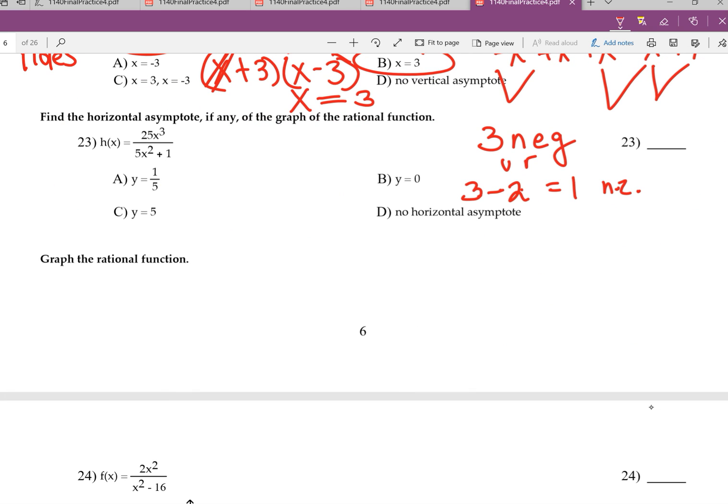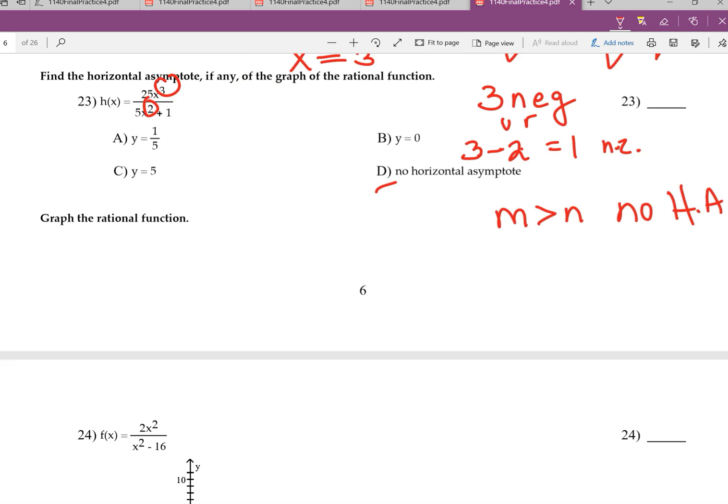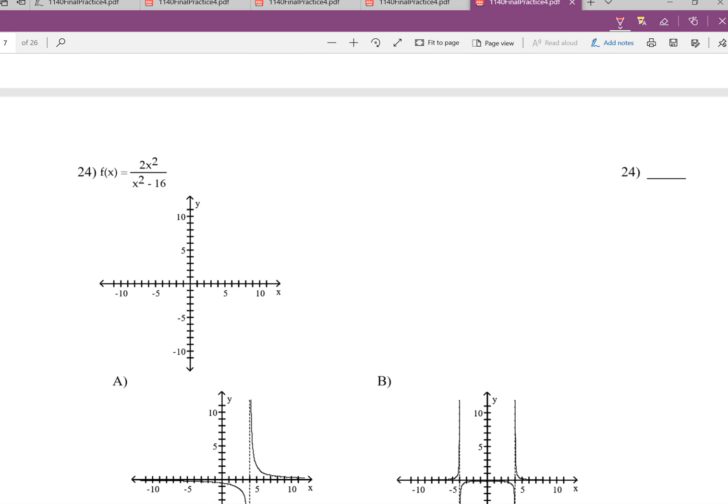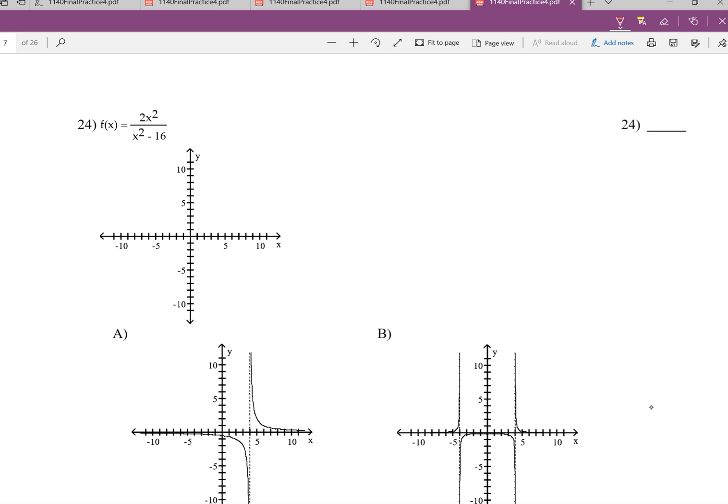On this one, do you remember the rules when I was saying m is greater than n? There's no horizontal asymptote. Okay, you see how that's a 3 and that's a 2? There's no horizontal asymptote because you can actually divide. For 24, just remember that your horizontal asymptotes, because you have basically both are x squared, they're the same value.